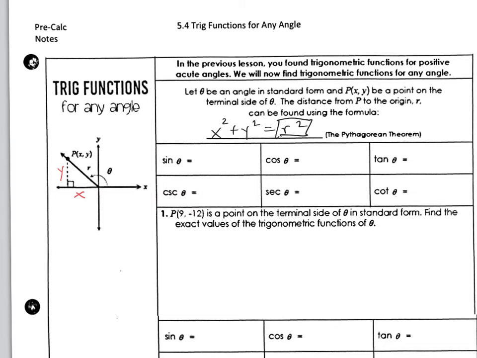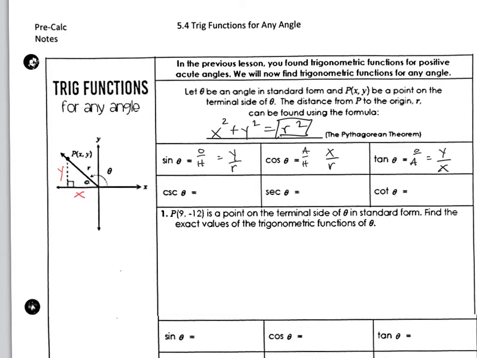Rather than calling the sine opposite over hypotenuse, if this is our angle right here, the opposite side is Y, and the hypotenuse is R. This will allow us to apply it to anything. We can just use the X and Y, and we don't necessarily need to know the hypotenuse or the opposite side. For the cosine, instead of adjacent over hypotenuse, this will be X over R. And of course, tangent, instead of opposite over adjacent, this will now be Y over X.